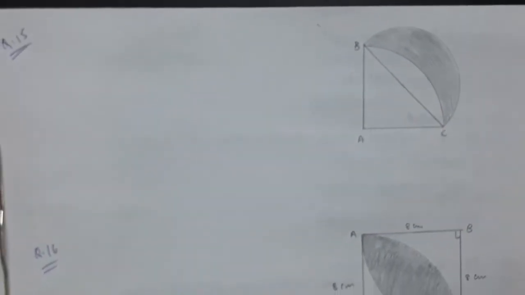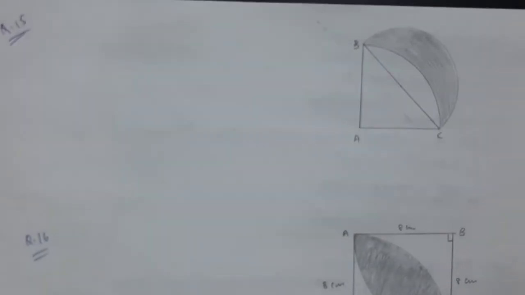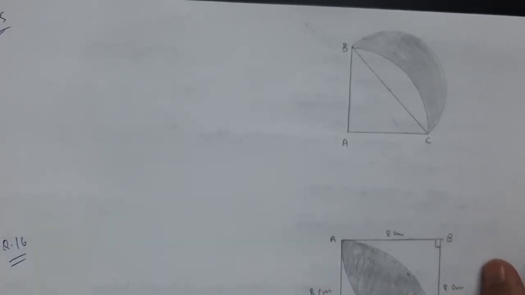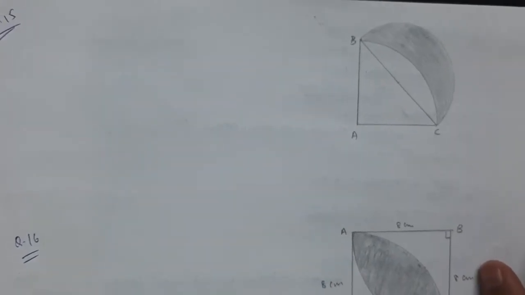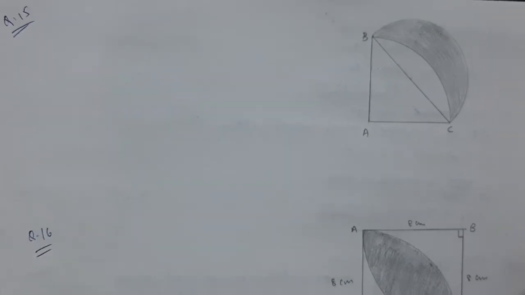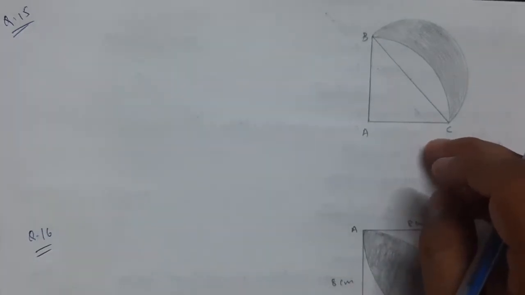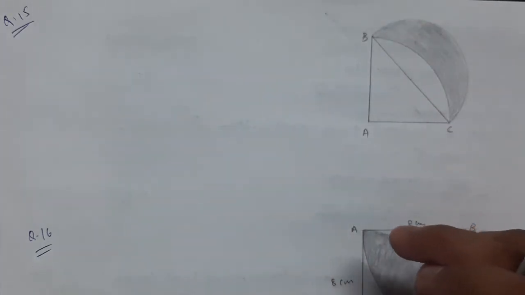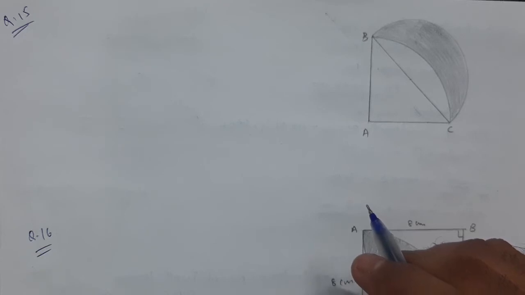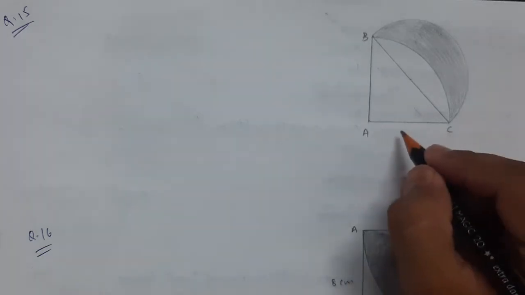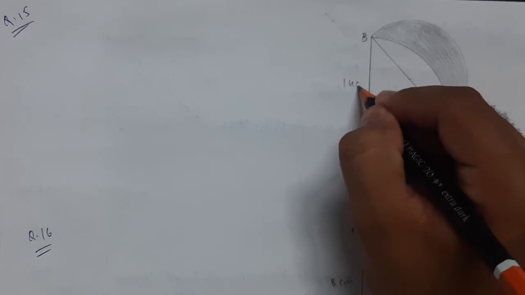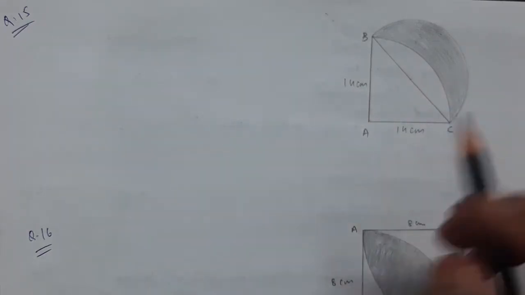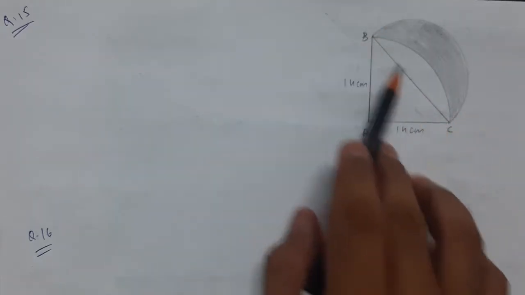Another tricky but easy question, though it is a bit tricky for you because such kind of sums you will be doing for the first time, but it is quite an easy one. In figure 12.33, that is this figure in your book, ACB is a quadrant with radius 14 centimeter. A semicircle is drawn with BC as diameter.